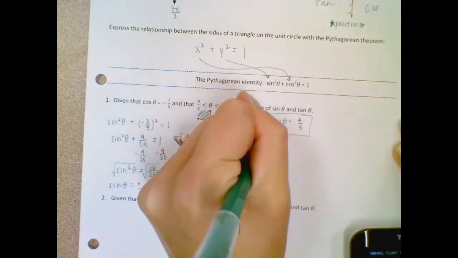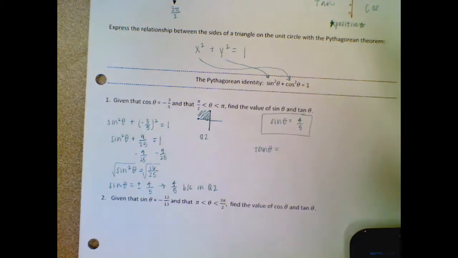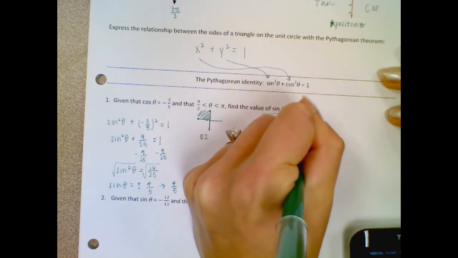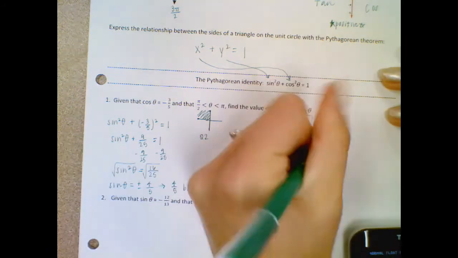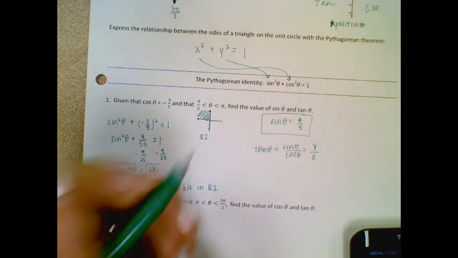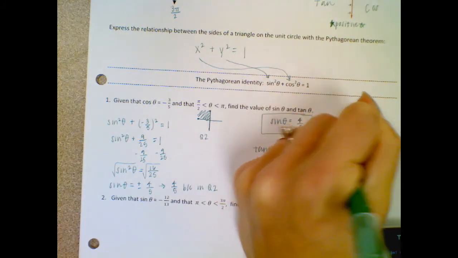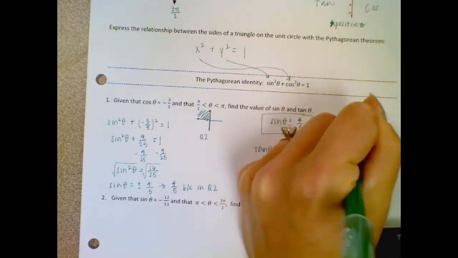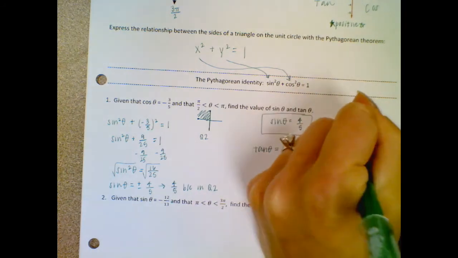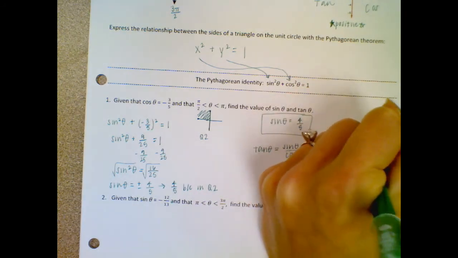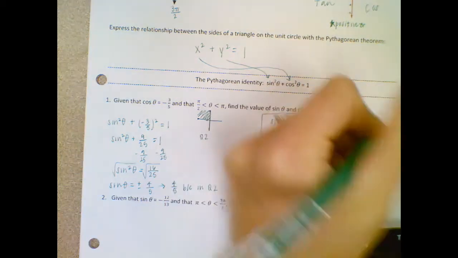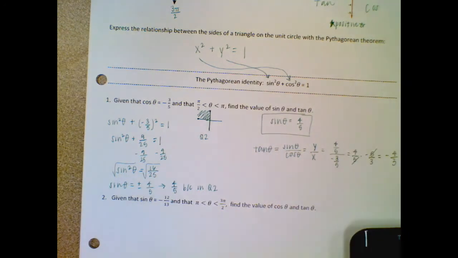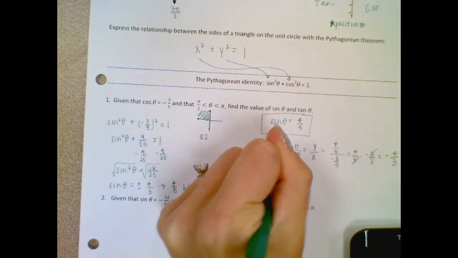Okay, now tangent. Remember, tangent is sine over cosine. You can think of that as also y over x, right? Same idea. So I have 4/5, that was my sine value, over my cosine value, negative 3/5. Remember, when you are dividing by a fraction, you're really multiplying by the reciprocal, not the opposite reciprocal, just the reciprocal. So those flip, I get negative 4/3. Tangent of theta equals negative 4/3.